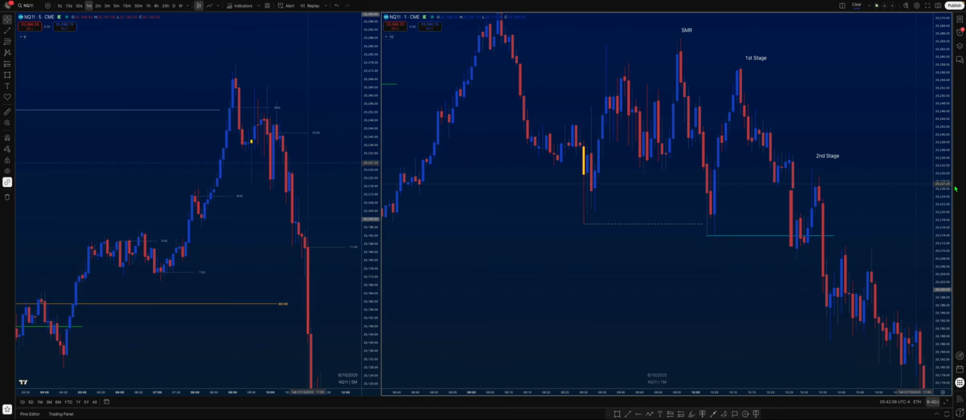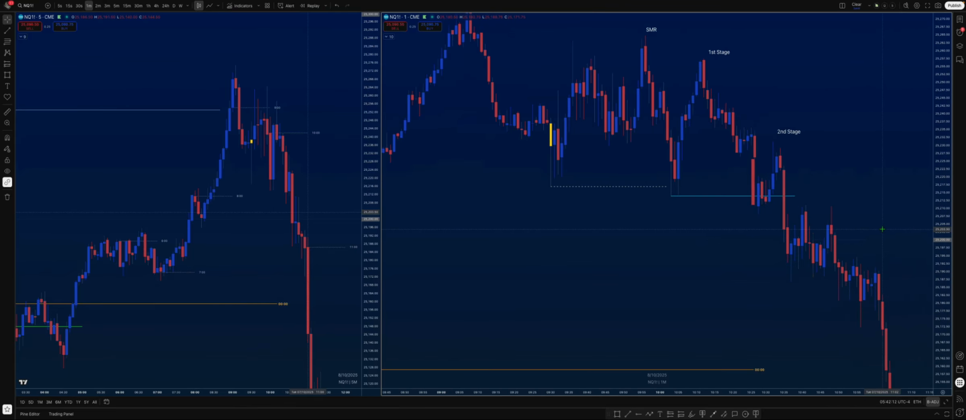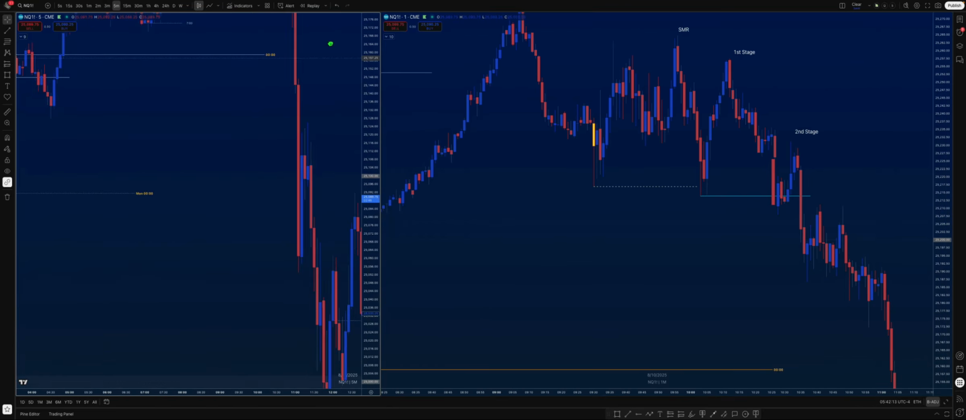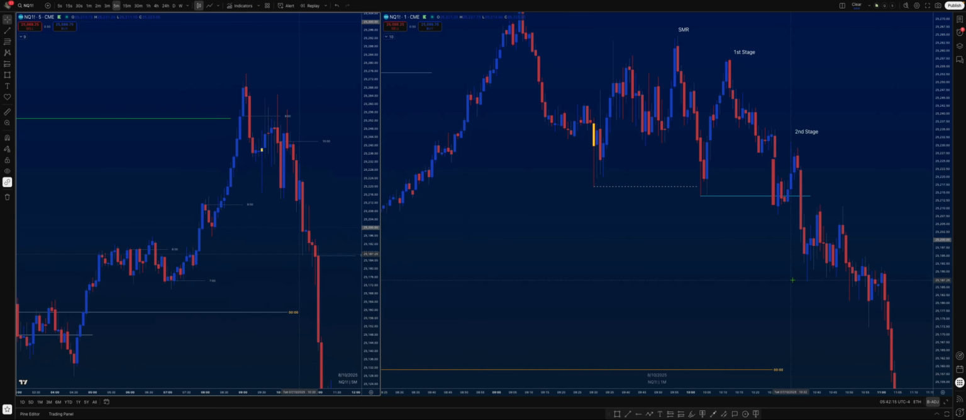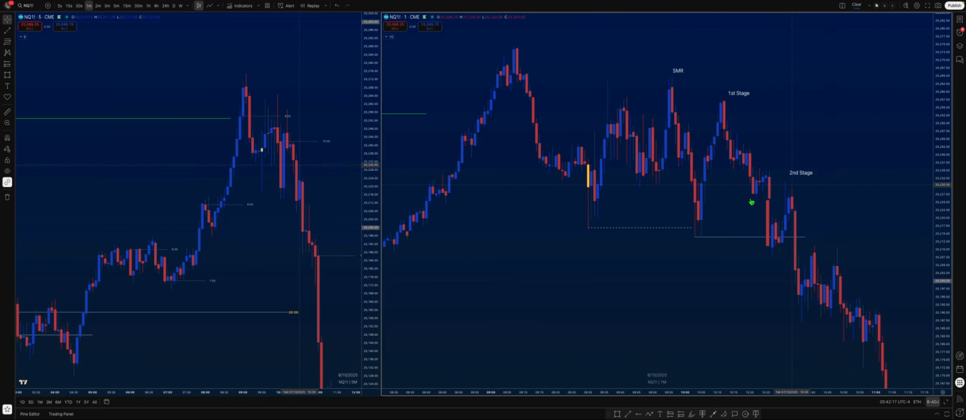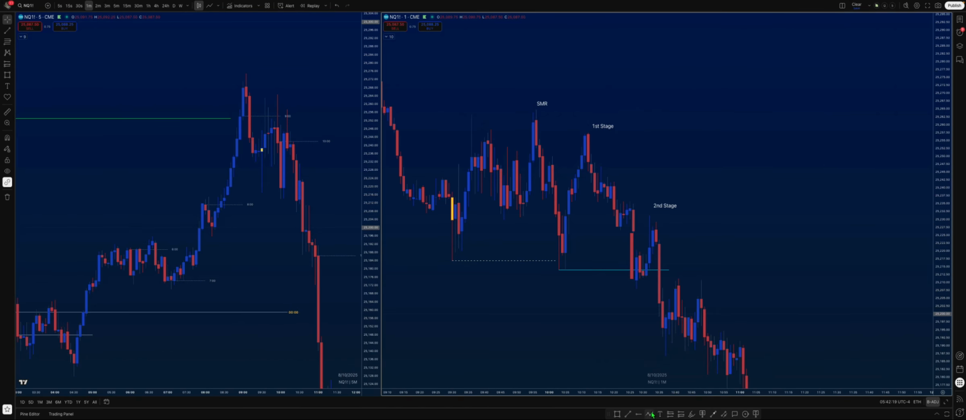In this particular scenario, the entry wasn't super tight. However, with the move that followed, it still offered an enormous amount of R. How this entry model works, I'll do a really quick diagram, is we have that shouldn't be that color.